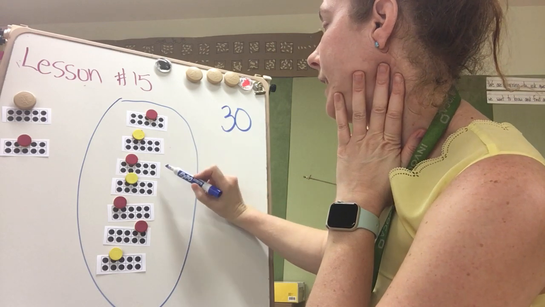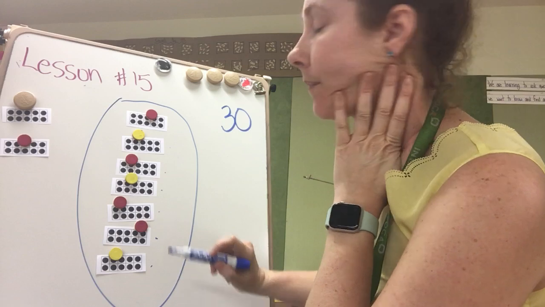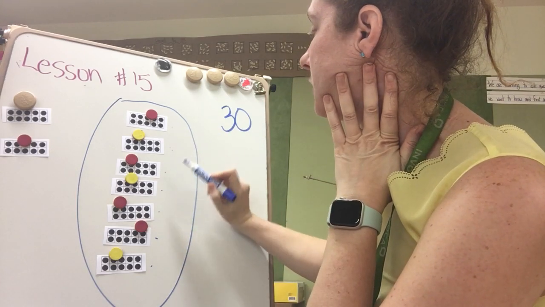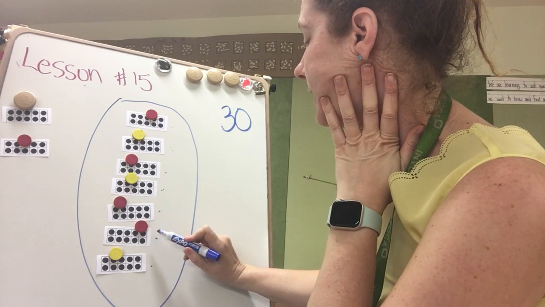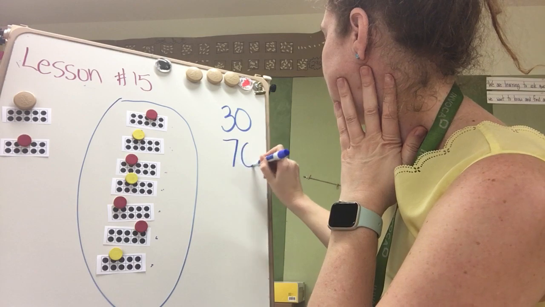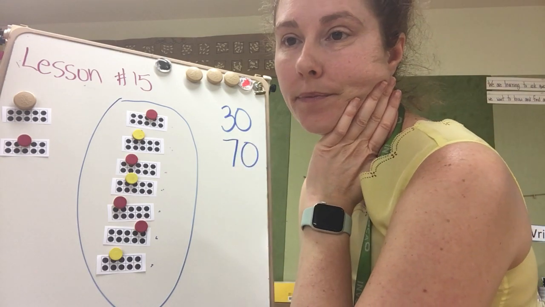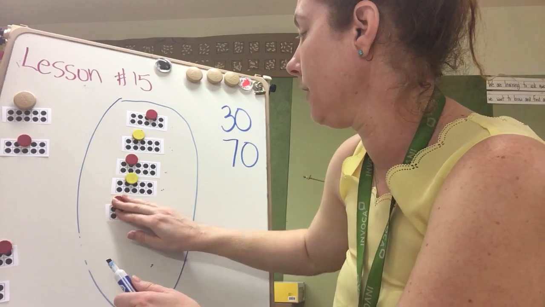10, 20, 30, 40, 50, 60, 70. 10, 2 tens, 3 tens, 4 tens, 5 tens, 6 tens, 7 tens. 70. Awesome. Okay, let's just do one more.